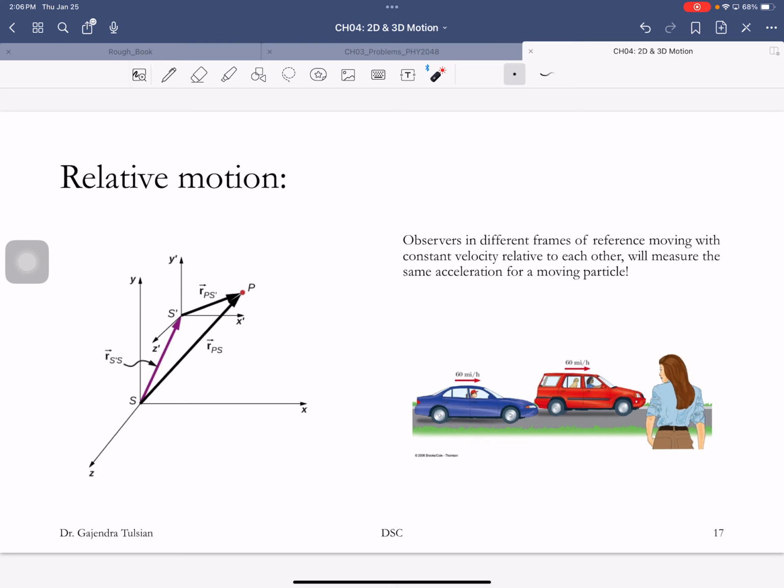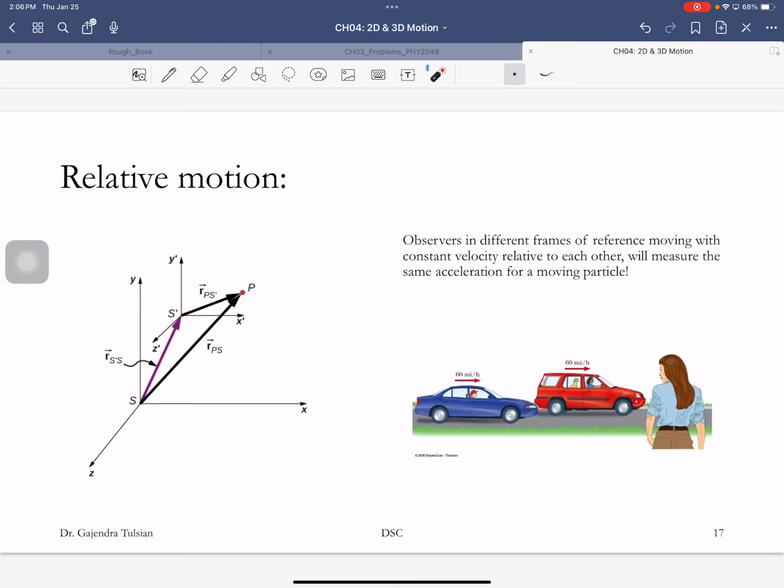So here's the deal. We will use this reference frame, and here's another reference frame. And this reference frame will be moving with constant velocity. Okay, that's what we'll do.